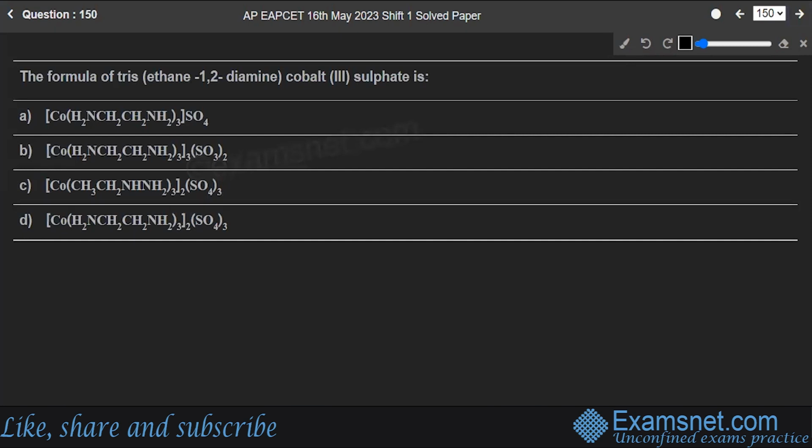The formula for tris ethane 1,2-diamine cobalt 3 sulfate is, let's write down the formula for this. First of all, ethane means it is having 2 carbon atoms. So this is CH2, CH2. Then 1,2-diamine, this will be NH2, here will be NH2. You have tris, so this is 3, cobalt 3, so this is 3 over here. Sulfate will give you 2, and this 3 is for tris.